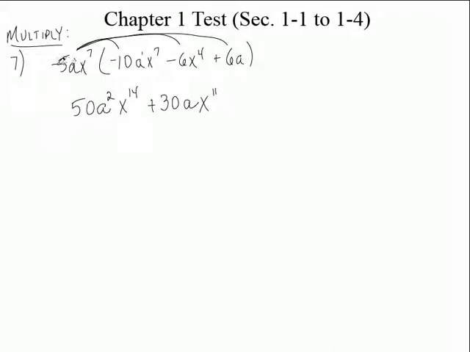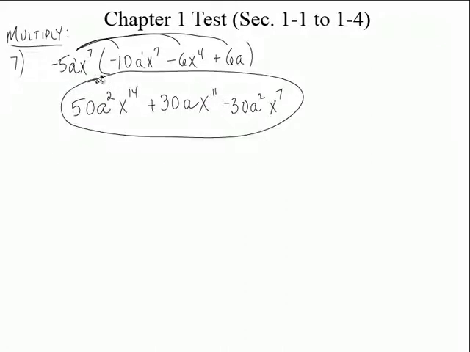Let's do the last one. It's negative 5 times positive 6, which is negative 30. It's a times a, which is a squared. We did that earlier. And then this doesn't have an x, but this does. It's x to the 7th, so I still need that x to the 7th. Now look to see if there's any like terms. This is a squared x to the 14th. This is just a x to the 11th. We know they're not like terms. And this is a squared x to the 7th. Even though it has a squared the same, x to the 7th here, x to the 14th here, they're not like terms. There's nothing else you can do with that. So you just circle it, and then that's your answer right there.